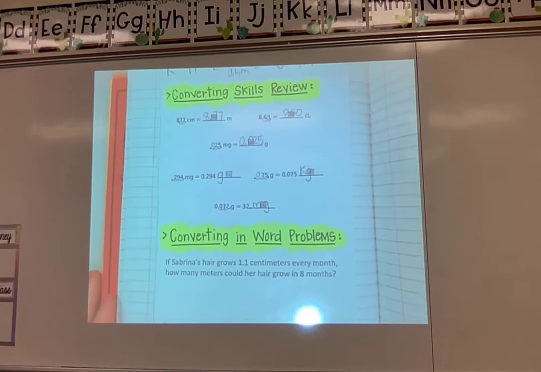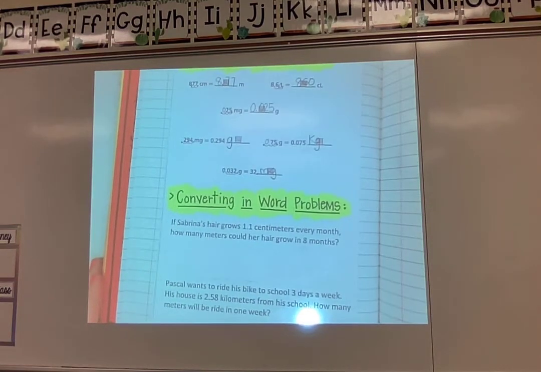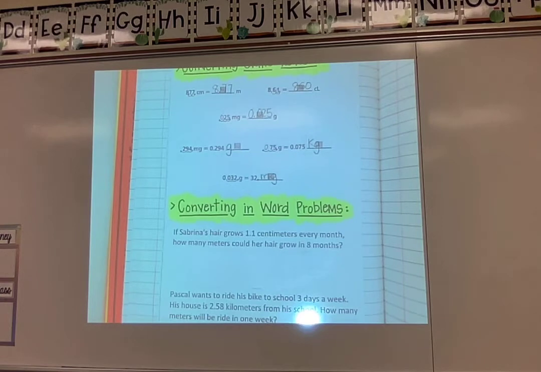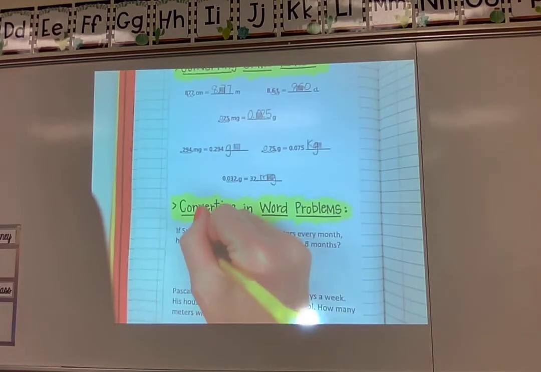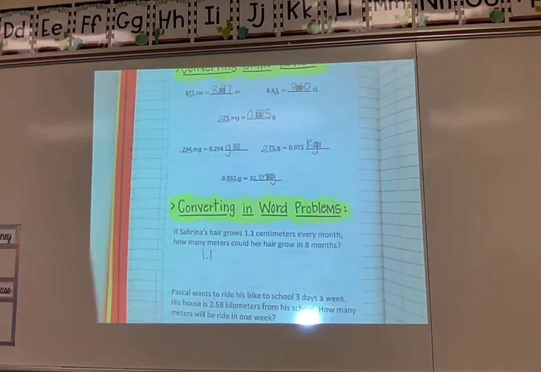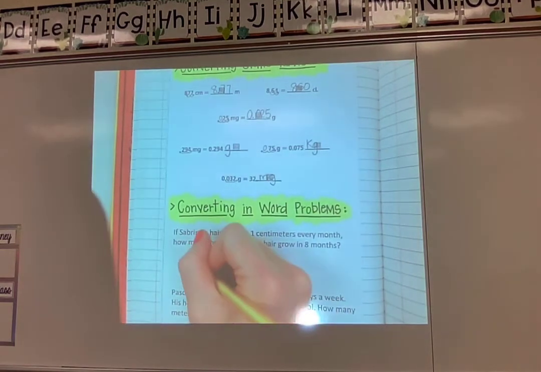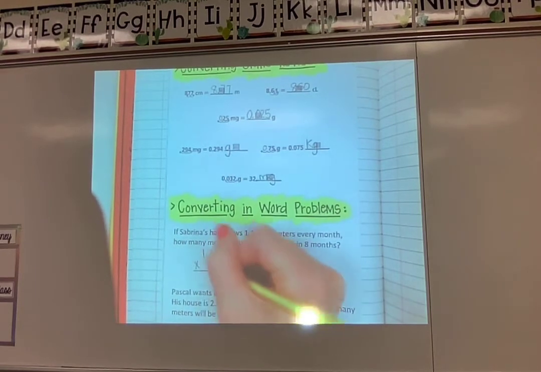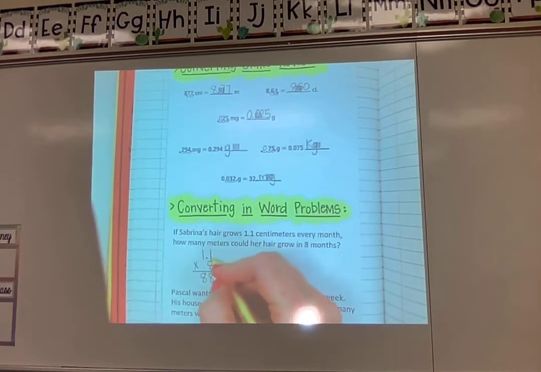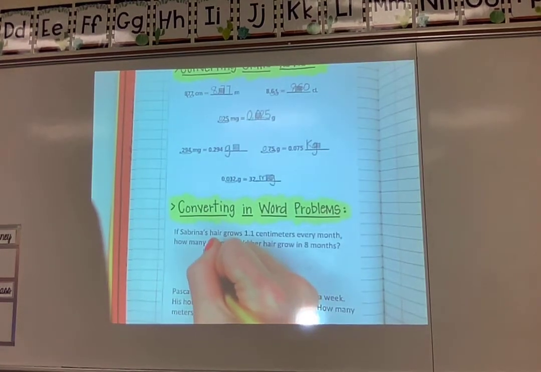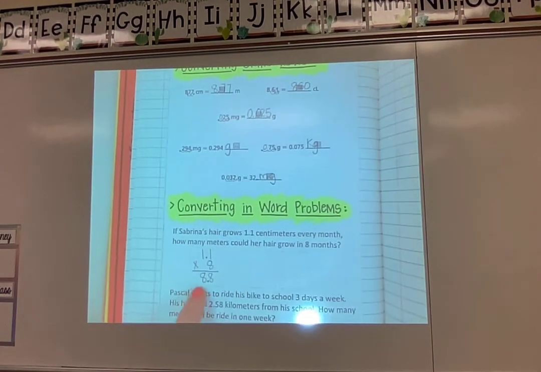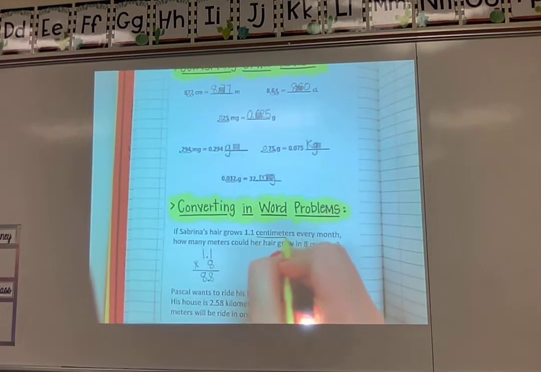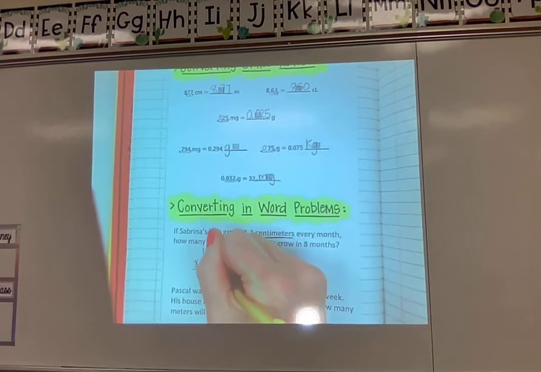It says, if Sabrina's hair grows 1.1 centimeters every month, how many meters should her hair grow in 8 months? All right, so her hair grows 1.1 centimeters every month, and we want to know about 8 months. So I'm going to times it by 8. Well, 8 times 1 is 8. 8 times this one is 8. And then I have one number behind my decimal, so my decimal point would go right there. So her hair grows 8.8, and she was measuring in centimeters.